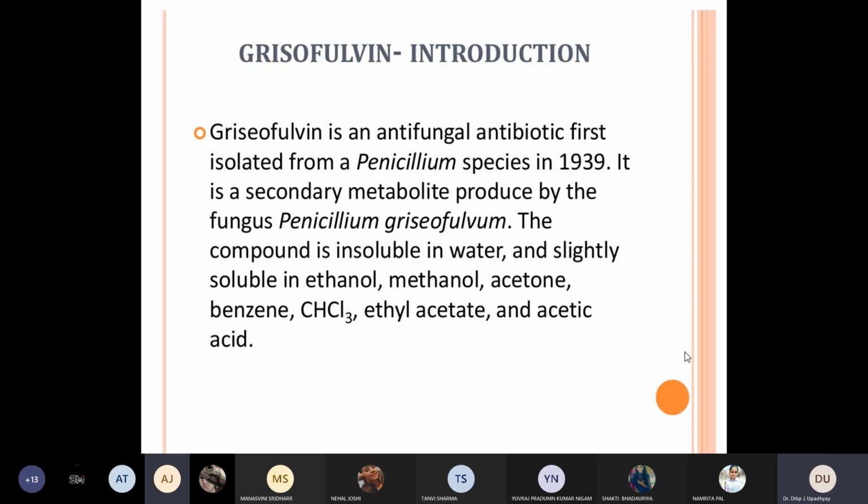Go ahead. Griseofulvin is an antifungal antibiotic first isolated from a Penicillium species in 1939. It is a secondary metabolite produced by the fungus Penicillium griseofulvum. The compound is insoluble in water and slightly soluble in ethanol, methanol, acetone, benzene, CHCl3, ethyl acetate, and acetic acid.